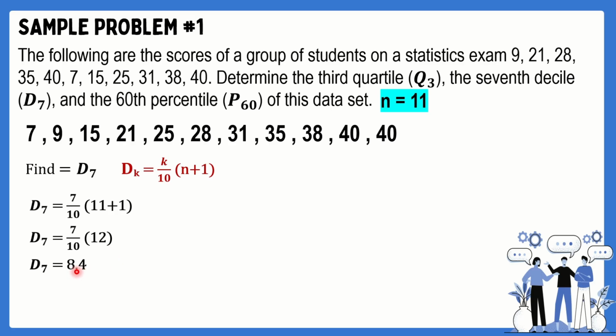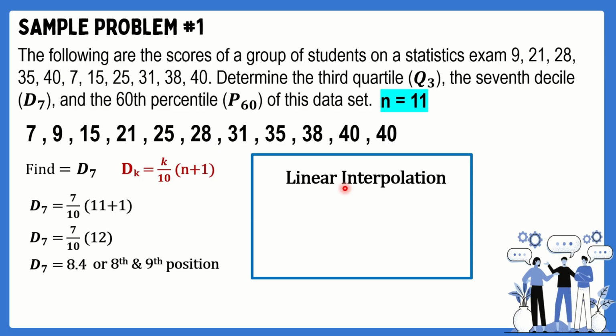So, it has a decimal point. This means that our decile 7 is in between the 8th and 9th positions. So, we count 1, 2, 3, 4, 5, 6, 7, 8: 35 is our 8th position, and we have 9. This means that our decile 7 is in between 35 and 38. To get the exact answer, we need to do the linear interpolation.